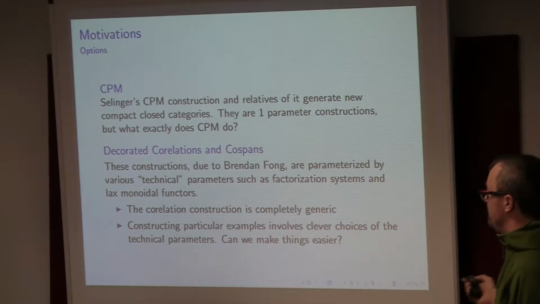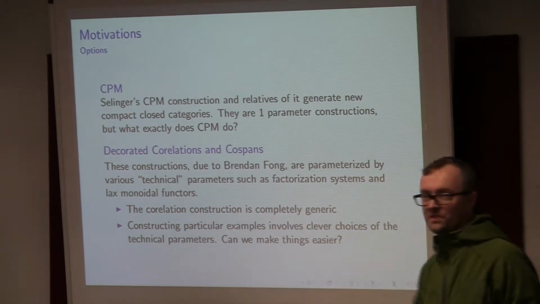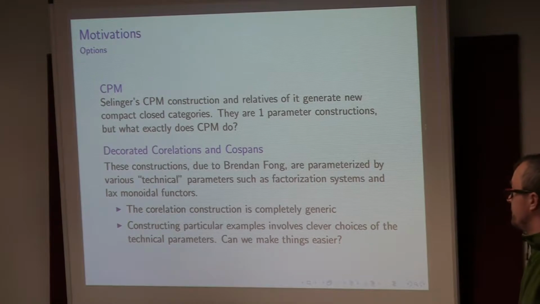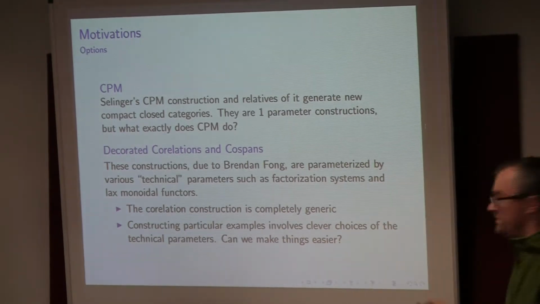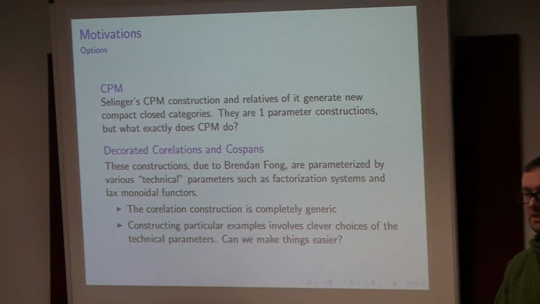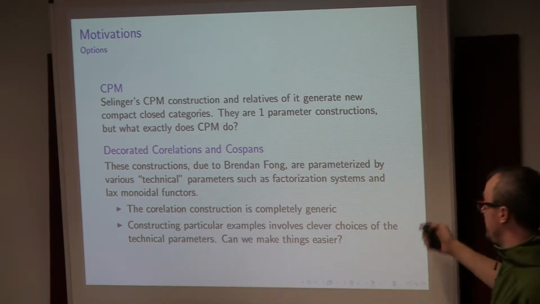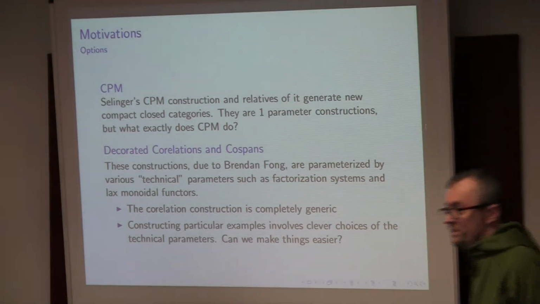But they're parameterized in a rather technical way by things like factorization systems and lax-monoidal functors, which might not be the first thing that comes into your head when you're thinking about how to build yourself a compact closed category. So that means you're going to require a certain amount of cunning to figure out how to encode a particular thing into the setting that Brendan describes. But the good news is that if it's possible, then you can always do it with Brendan's construction. It's completely generic.